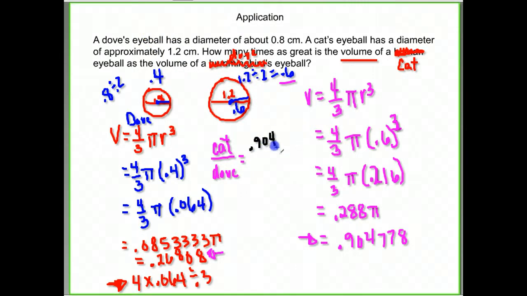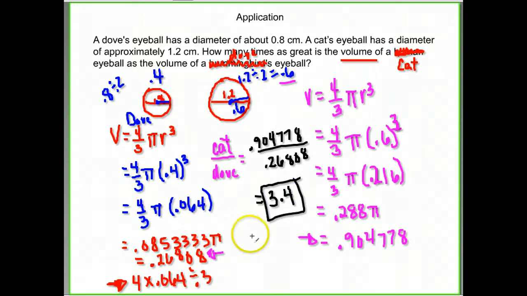So 0.904778 divided by 0.26808. I get about 3.4 times. So a cat's eye is 3.4 times the volume of a dove's eye.